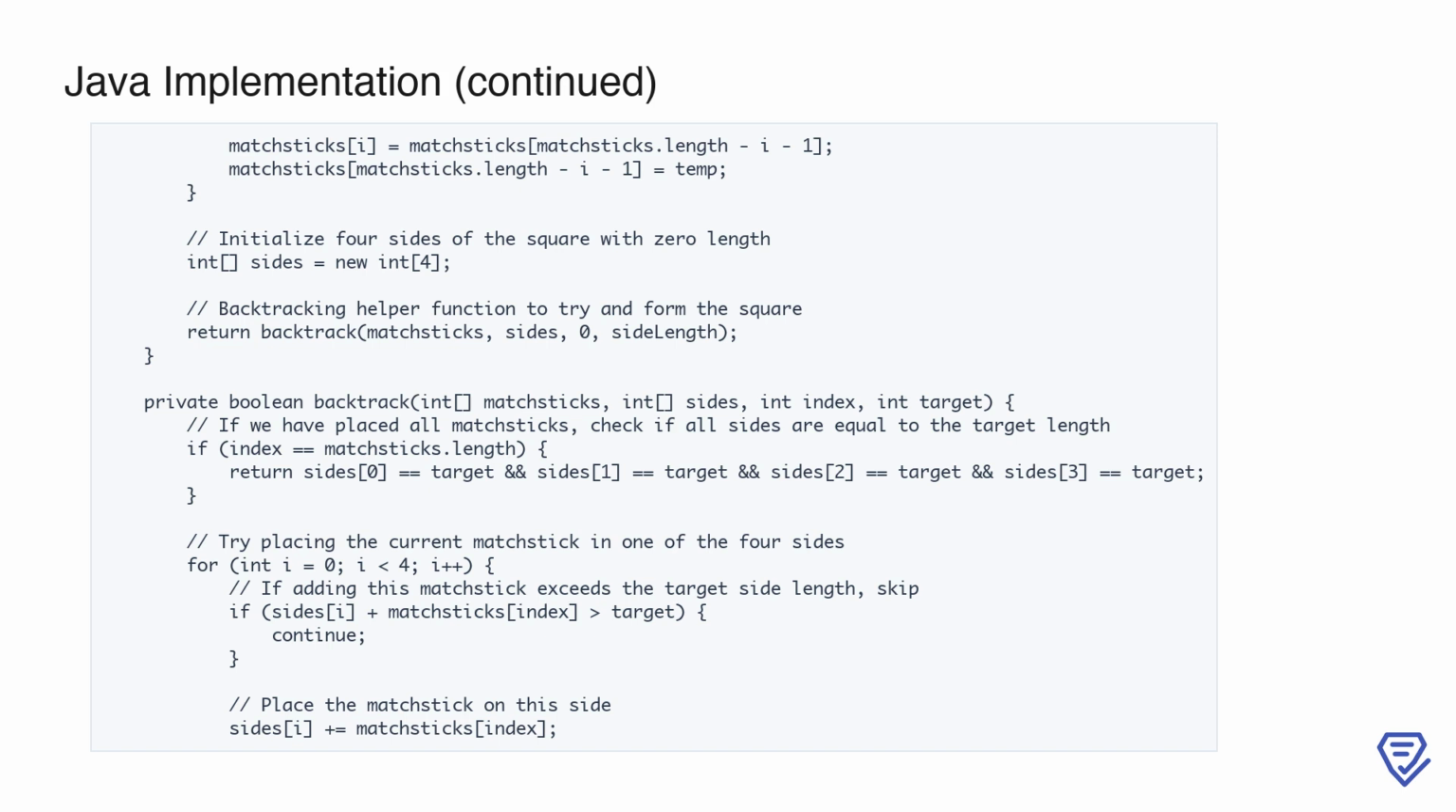Inside the backtrack function, we first check if all matchsticks have been placed by comparing the index to the array length. If so, we verify whether all 4 sides have reached the target length. If they have, we return true. Otherwise, we proceed to try placing the current matchstick on each of the 4 sides. Before placing it, we check if adding the matchstick to a side would exceed the target length. If it does, we skip that side. If not, we add the matchstick to the side and make a recursive call to place the next matchstick.